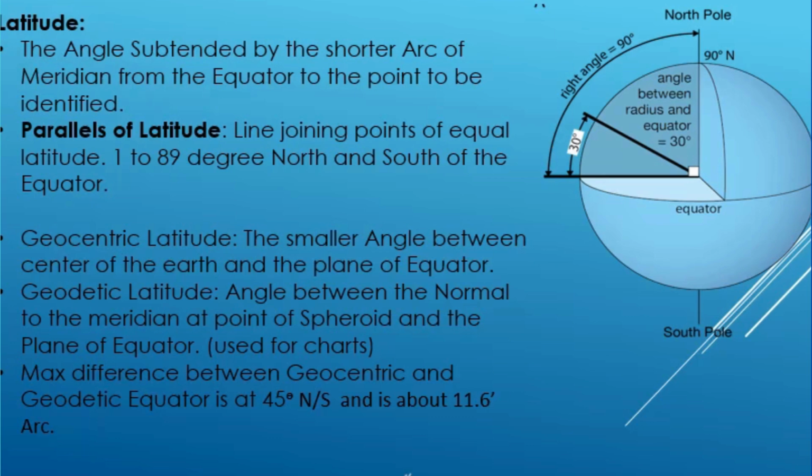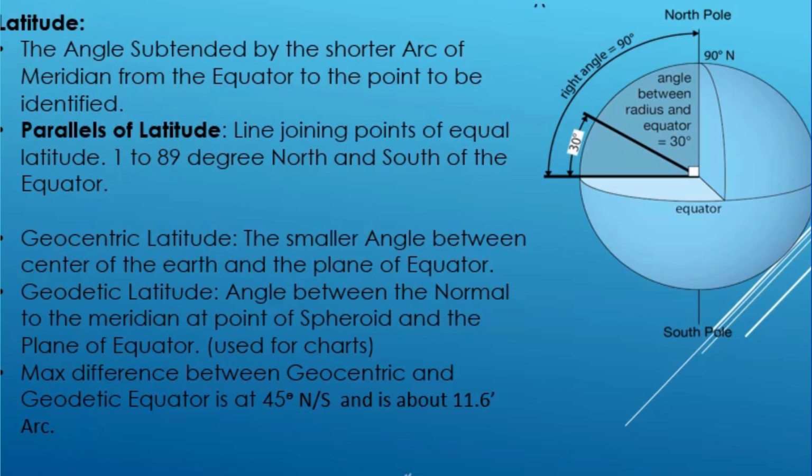And there is 90 degrees north and 90 degrees south, which are known as the North Pole and the South Pole. After that, we have two types of latitude. Because the Earth is not a perfect spheroid, we can calculate latitudes in two different ways. The first is the geocentric latitude, which is the smaller angle between the center of the Earth and the plane of the equator. And the geodetic latitude is the angle between the normal to the meridian at the point on the spheroid and the plane of the equator. And the geodetic latitude is used in the charts.